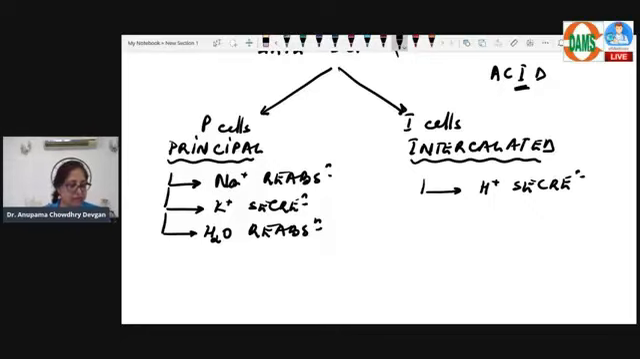Right? Jabira Ahmad, DCT is secondary active transport. Na plus Cl minus co-transport is secondary active. Right? Sodium reabsorption, potassium secretion, and water reabsorption. I cells in secretion of acid.